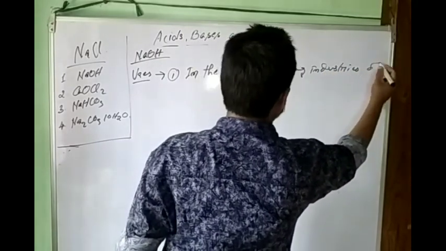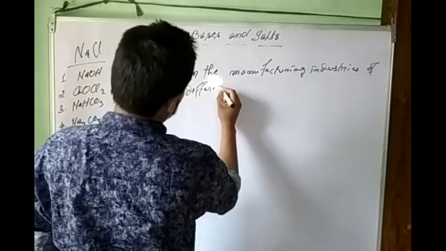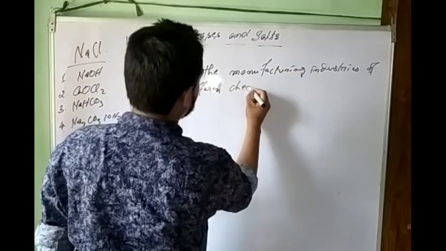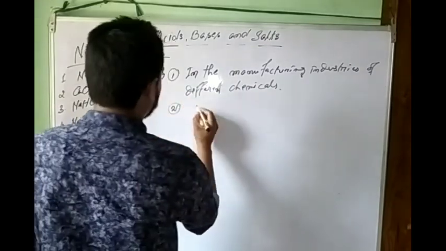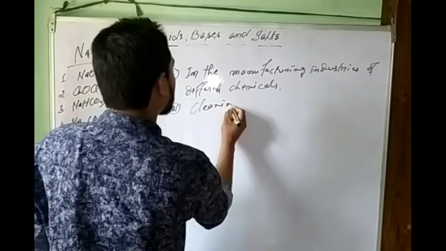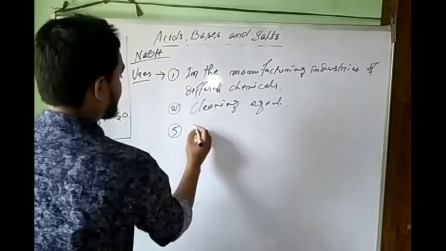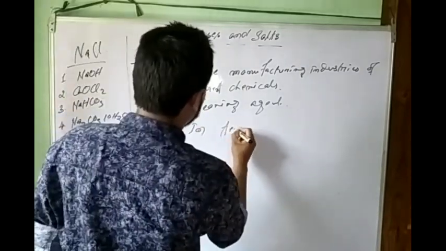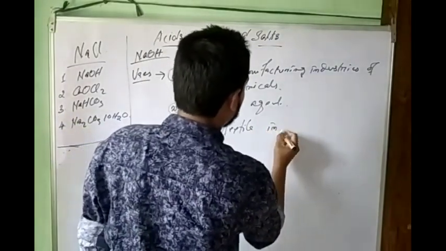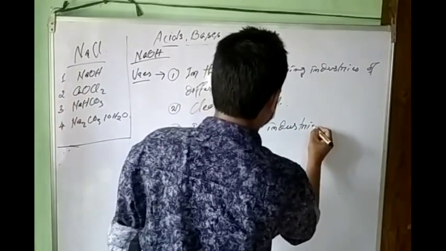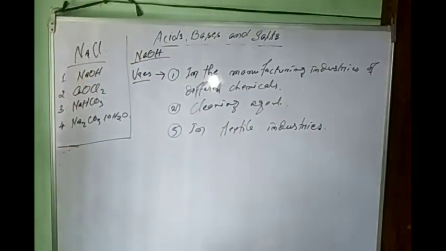In the manufacturing industries of different chemicals. Sodium hydroxide is used as a cleaning agent. It is also used in textile industries. So these are some of the uses of sodium hydroxide. You can take the screenshot.